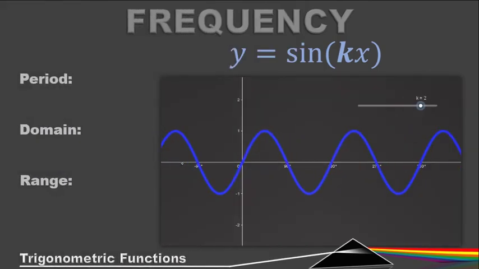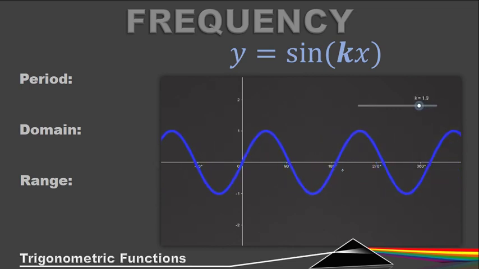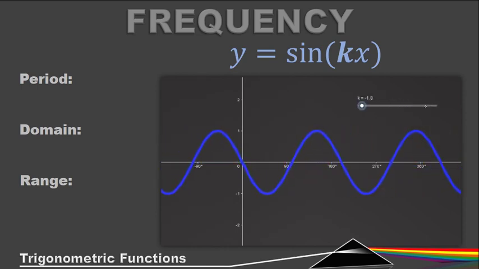So now we have the frequency, the k value. Now the k value stretches the graph, as you can see over here. If the k value is bigger, it actually shrinks the graph. But if the k value is smaller, a fraction, then it stretches the graph out more.